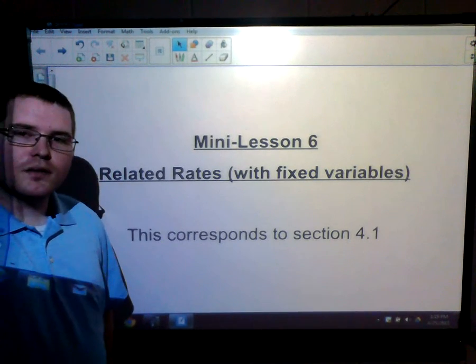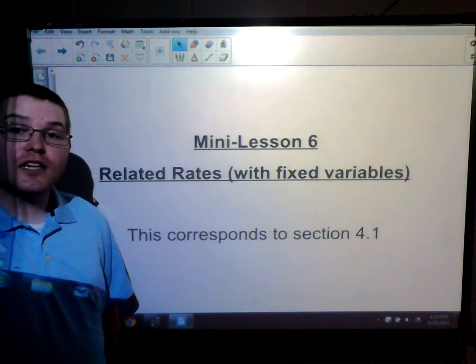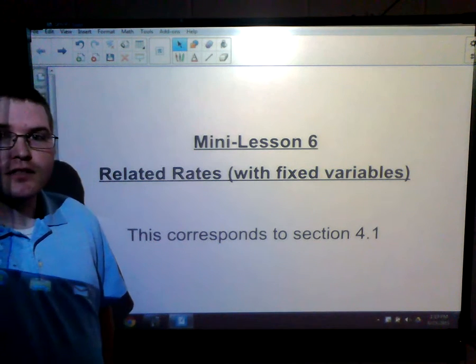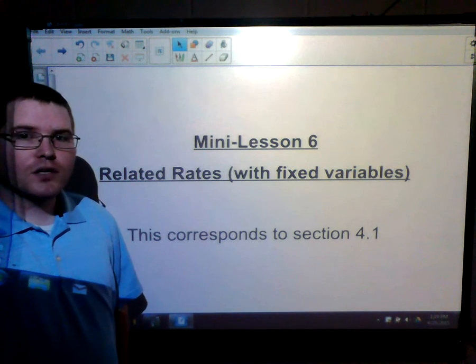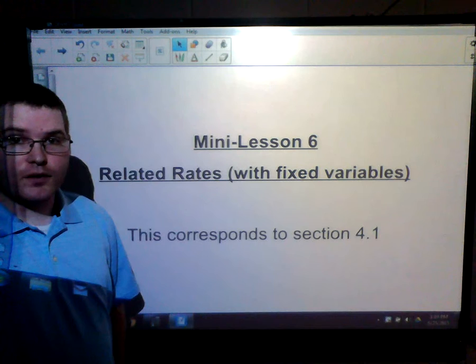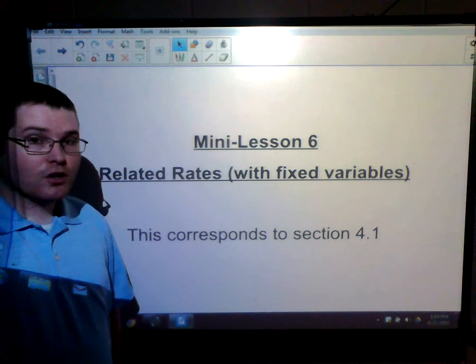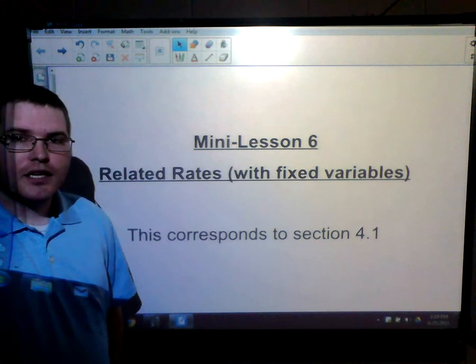Hello everyone, welcome to mini lesson number 6. Today we're going to talk about related rates. That's section 4.1. I really want to talk about a problem that has a fixed variable in it, so a constant in it. But I'm going to start off with all related rates problems.